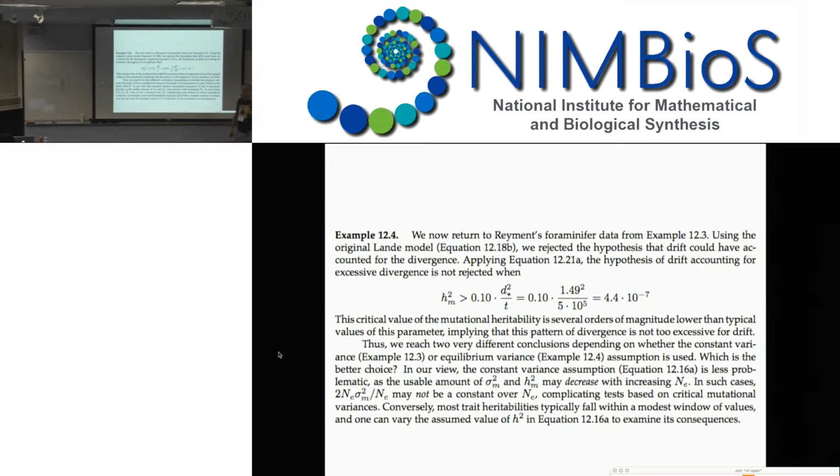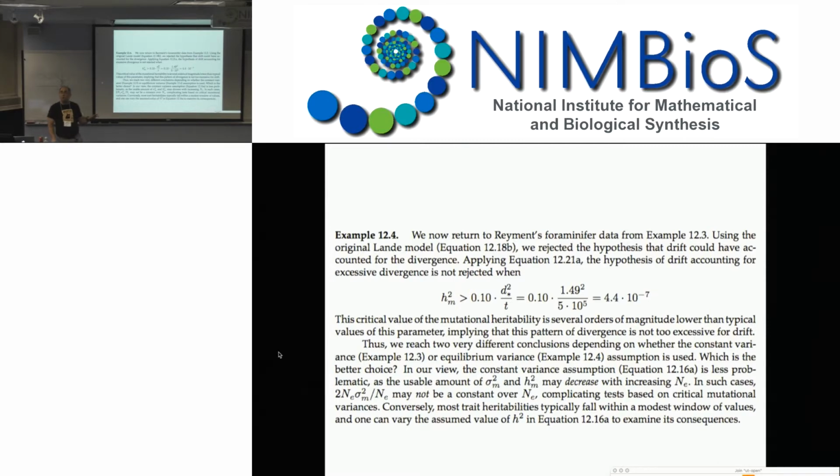Remember, a higher mutational heritability means more divergence. So you have a critical value. If you're below that, there's too much divergence. If you're above that, it's okay. So what is that critical value? It's that. And given a typical mutational heritability is 10 to the minus 3, this is several orders of magnitude above the actual value. So from the MDE version, this exact same data says divergence is not excessive relative to drift. So right away, we've taken the same data and gotten very strong conclusions.